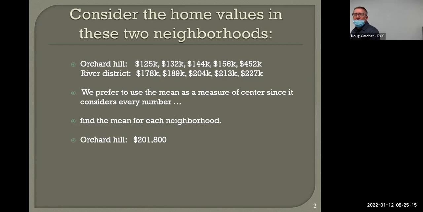You get $201,000, $202,000. If you do it for River District, notice you get almost the same answer. So the average price of those two neighborhoods is about the same. If we use the mean to represent them, does it make sense those two neighborhoods look the same? But since you can stare at the numbers up there, are they really the same?